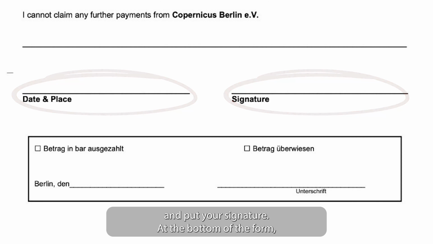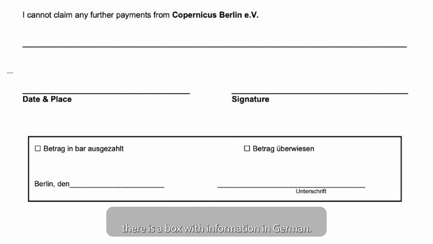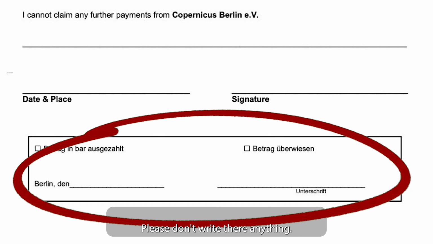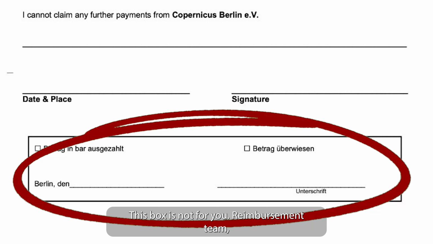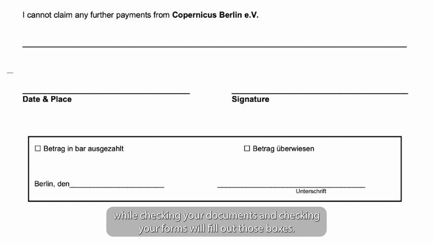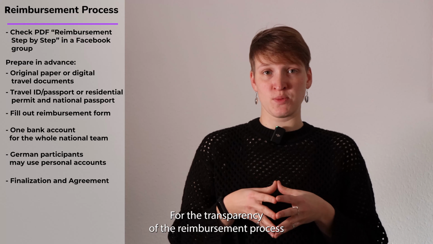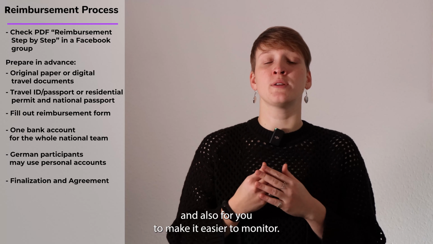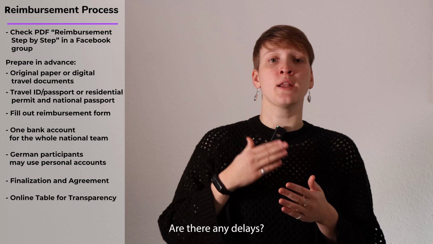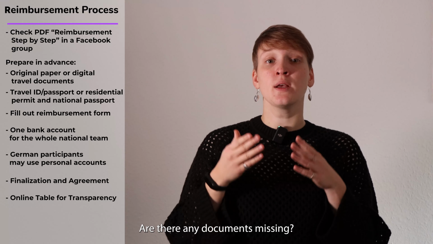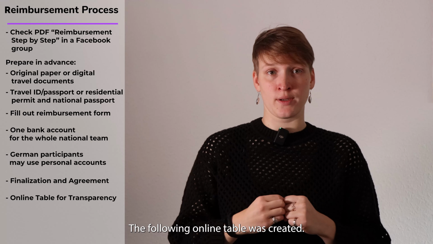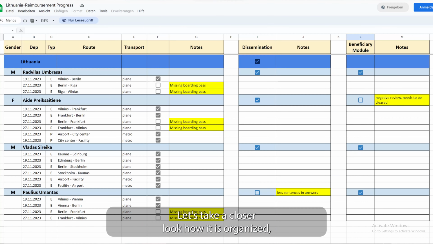At the bottom of the form, there is a box with information in German. Please don't write anything there. This box is not for you. The reimbursement team, while checking your documents and your forms, will fill out those boxes. For the transparency of the reimbursement process and also to make it easier for you to monitor how it's going, are there any delays, are there any documents missing, the following online table was created. Let's take a closer look at how it is organized, how it's working, how it might be helpful for you.